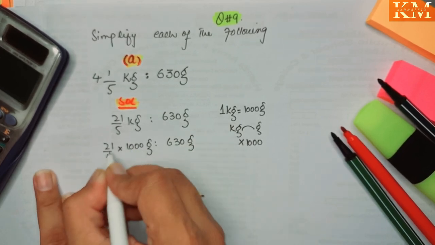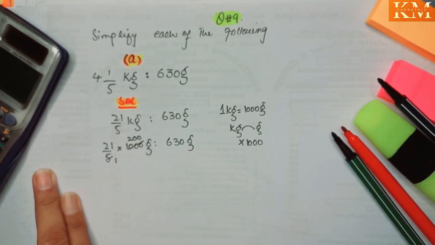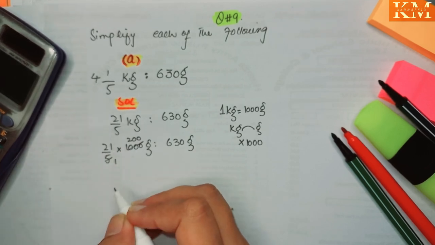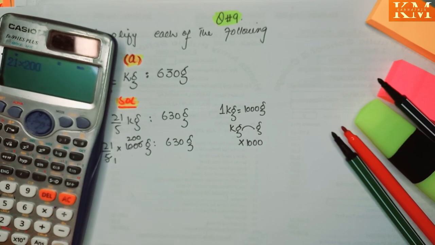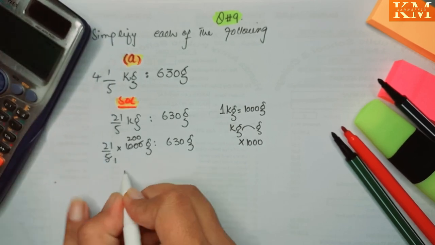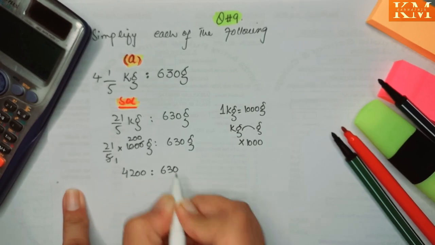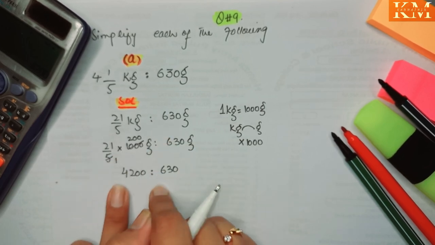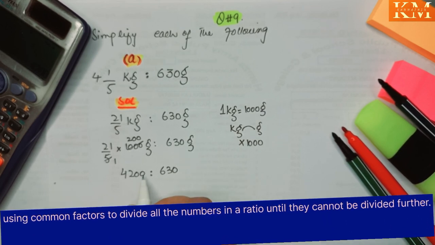Now we will simplify it. 5 1 times 5, 5 2 times 10 and this. Now 21 into 200 will give you 4200. As now both are converted into gram, we will not write the unit. 4200 ratio 630. Now we will simplify it.